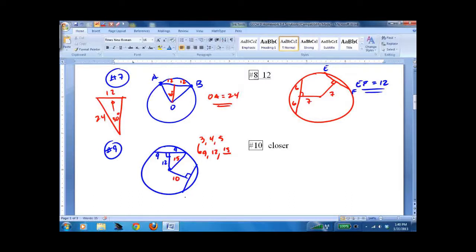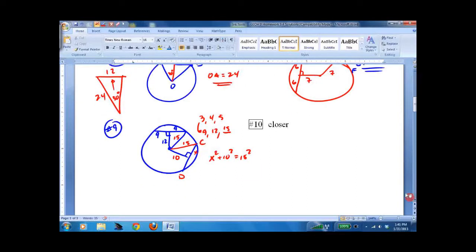And we want to know what CD is. Well, fortunately, I went and found the radius earlier. So that's a 10, 15. So let's call this x. X squared plus 10 squared equals 15 squared. X squared equals 225 minus 100. X equals the square root of 125, which is 5 root 5. And we need 2 of them, so CD equals 10 root 5. 2 times that.